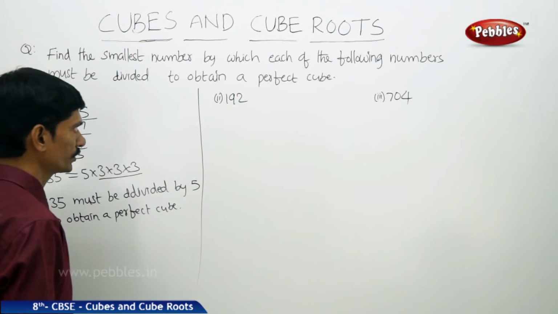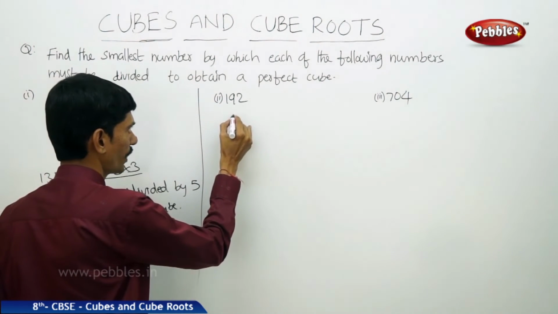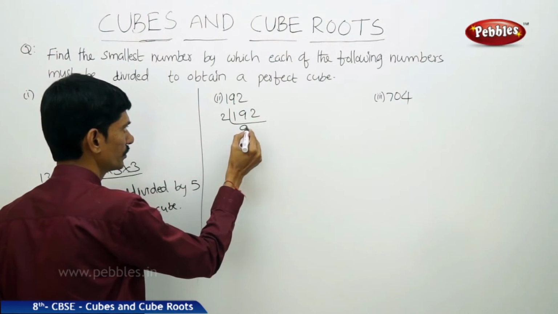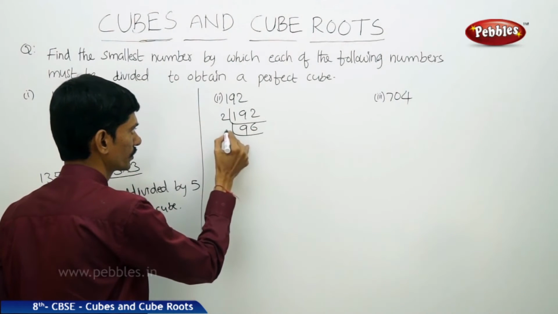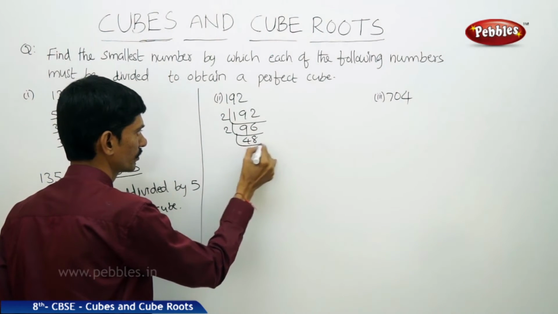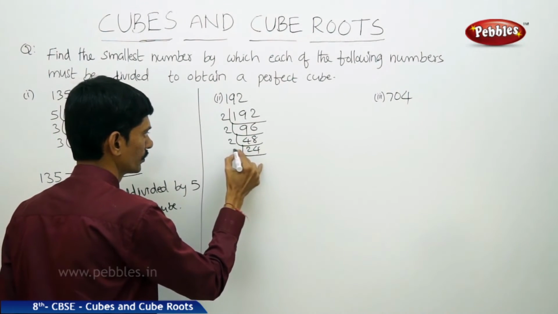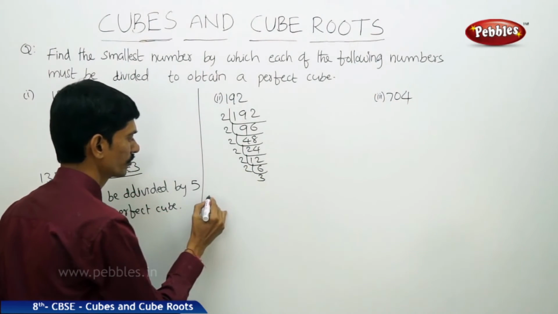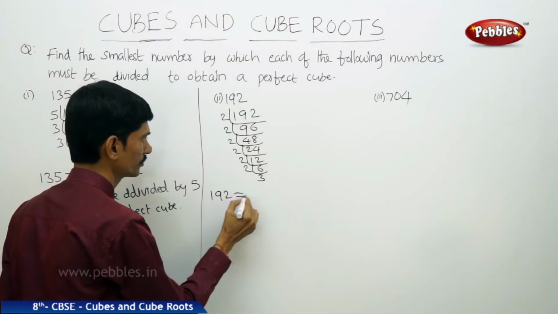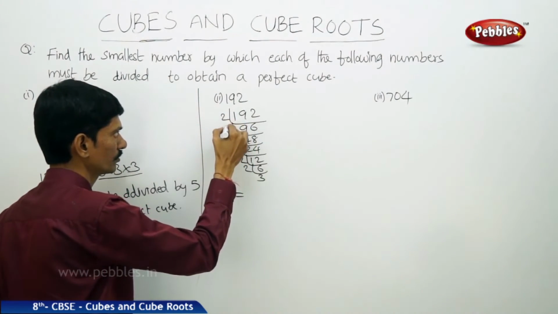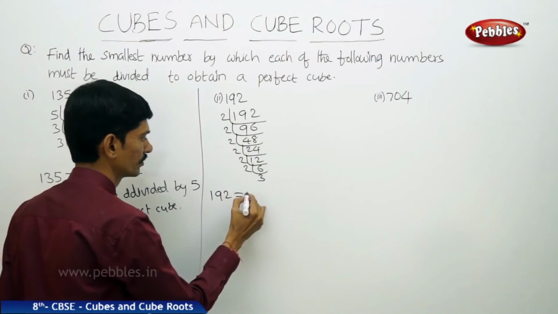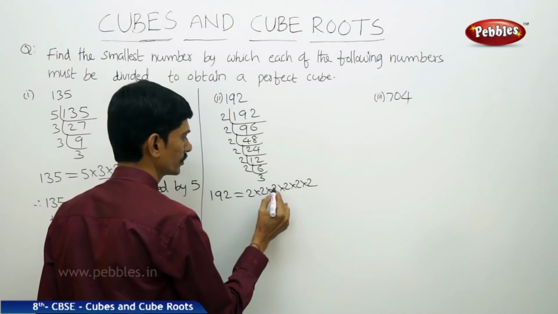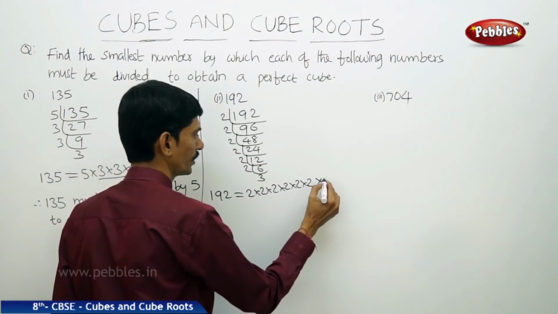Next, take the second question, 192. We will factorize 192: 2 9s are 18, 2 6s are 12. Next, 2 48s are 96, 2 24s, 2 12s, 2 6s, 2 3s. Now we will write that 192 equals, how many 2's are there? 1 2 3 4 5 6. 2 into 2 into 2 into 2 into 2 into 2, 6 2's and into 3.